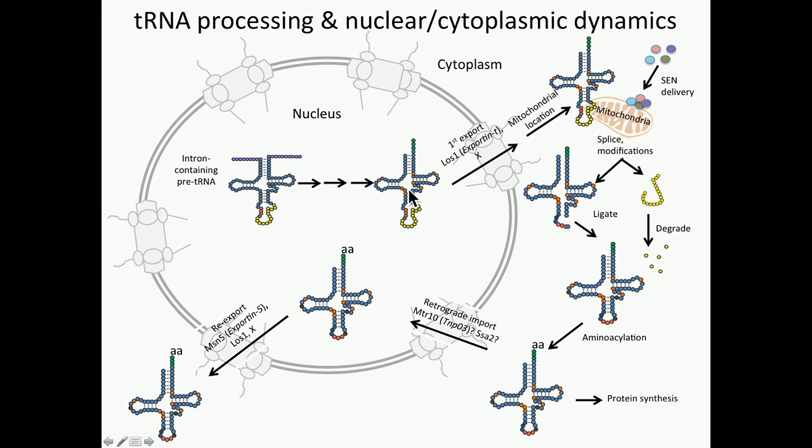The end-matured, partially modified intron-containing tRNA leaves the nucleus to the cytoplasm, where it makes its way to the surface of mitochondria, where the heterotetrameric tRNA splicing endonuclease resides. After splicing and further modification, the tRNAs can be aminoacylated and participate in protein synthesis.